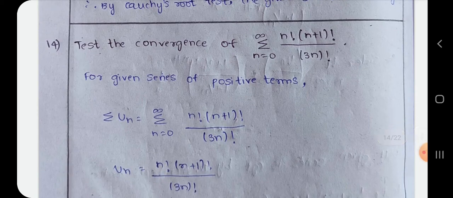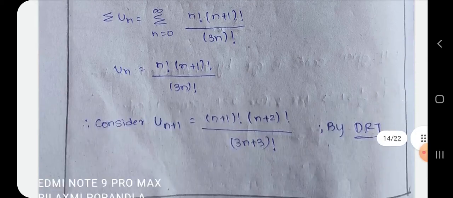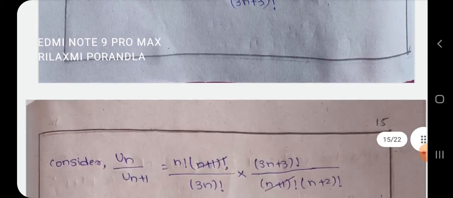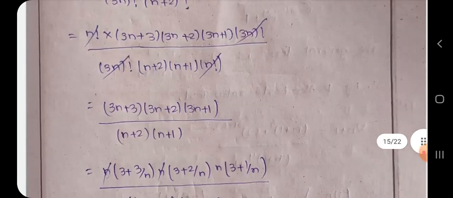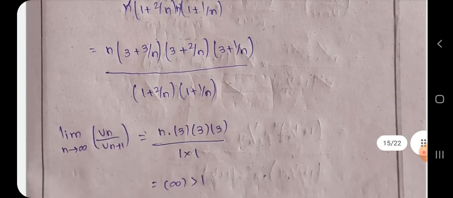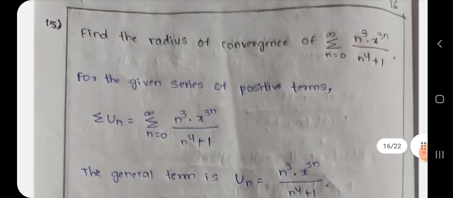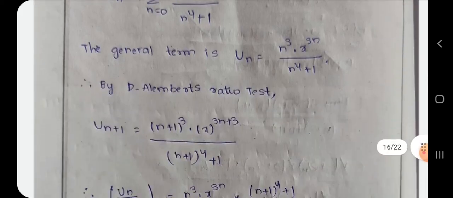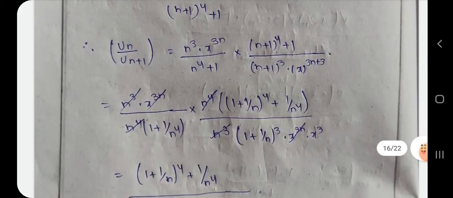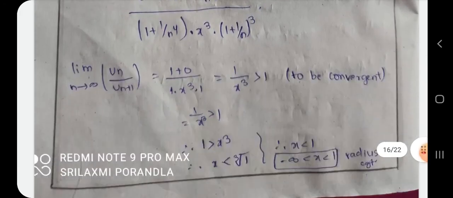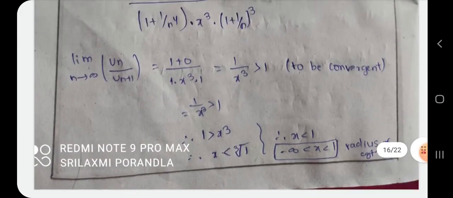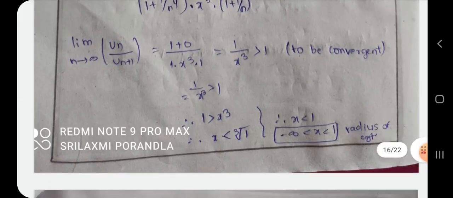So test the convergence of this. So here it is given, and better in that case you are applying D'Alembert's ratio test, and on making the simplification you are getting a value, which is infinity, that is greater than 1, it is convergent. For the 15th problem, you are finding the radius of convergence. Indirectly, you are calculating the value of x. So better you take any of the methods. So here it is given D'Alembert's ratio test. And finally, we got the limit answer 1 by x cube. So that it should be greater than 1 to be convergent.